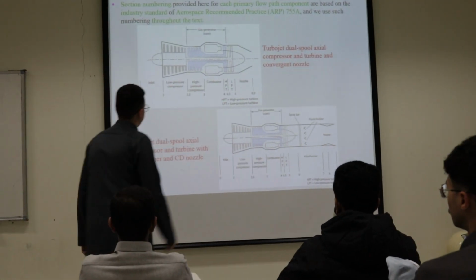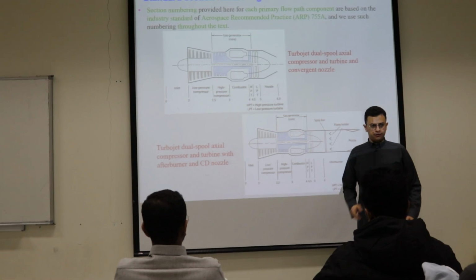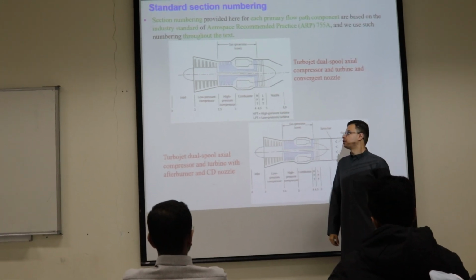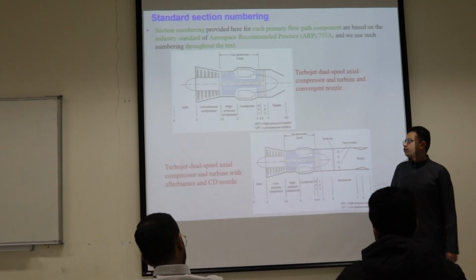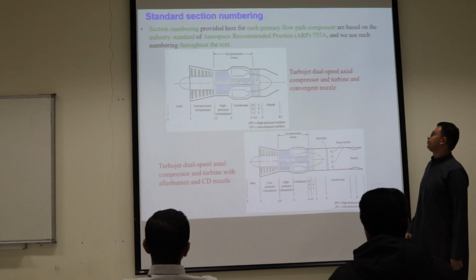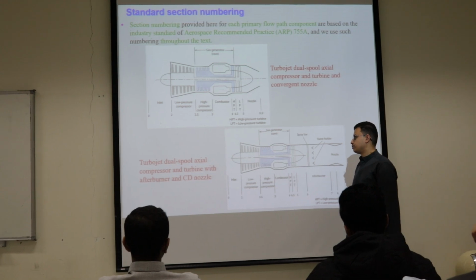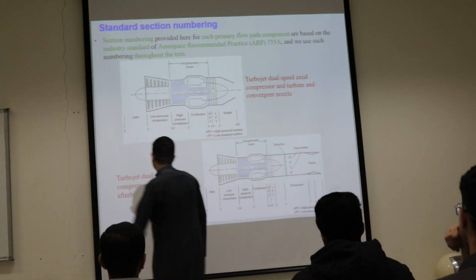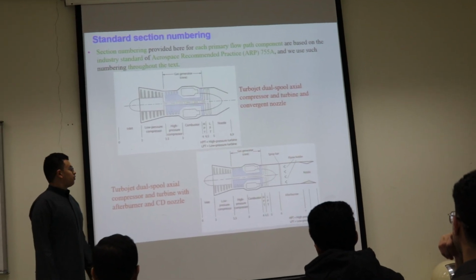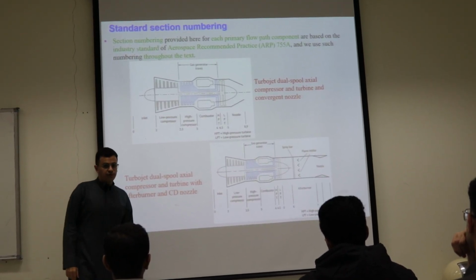So after knowing all the needed parts used for the jet engine, we need a convention or numbering system to analyze and document all the analysis of the jet engine. The standard used is an industry-based standard, which is Aerospace Recommended Practice ARP 755A. We used it throughout this textbook. As can be seen here, the inlet section is numbered from 0 to 2. Then we have the compressor from 2 to 3, the combustion from 3 to 4, the turbine from 4 to 5, and finally the nozzle from 5 to 9.